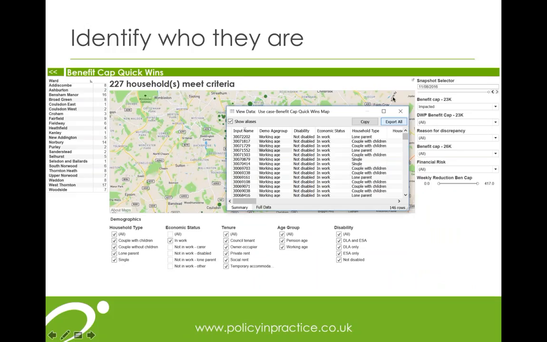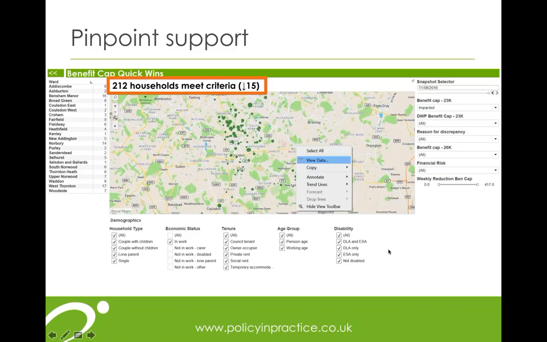And that's really powerful. So this is some work that we've just been developing with Croydon, where they've been able to right click and pull off 146 cases here. So that's a subset of one group of these 227 households that are affected, in this case by the lower benefit cap. You can pinpoint support to particular groups, so you can see how individual households are affected.